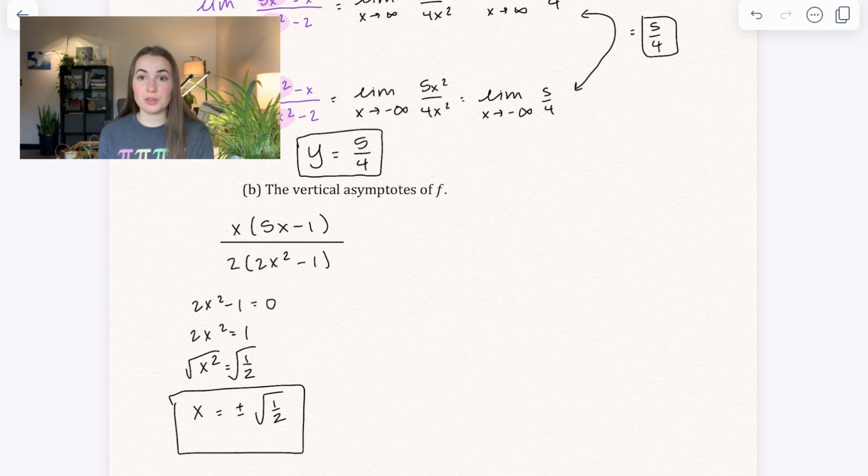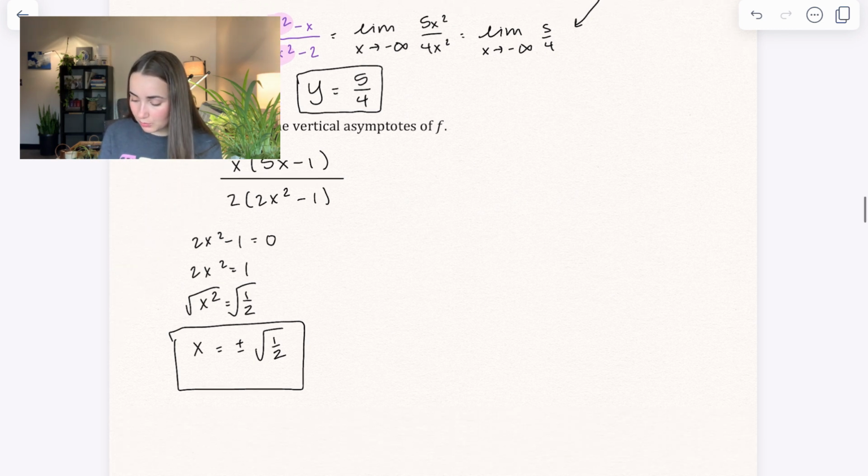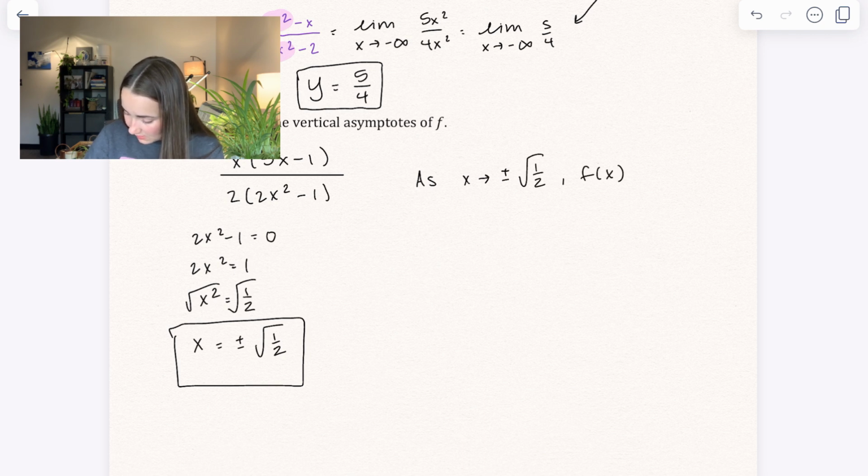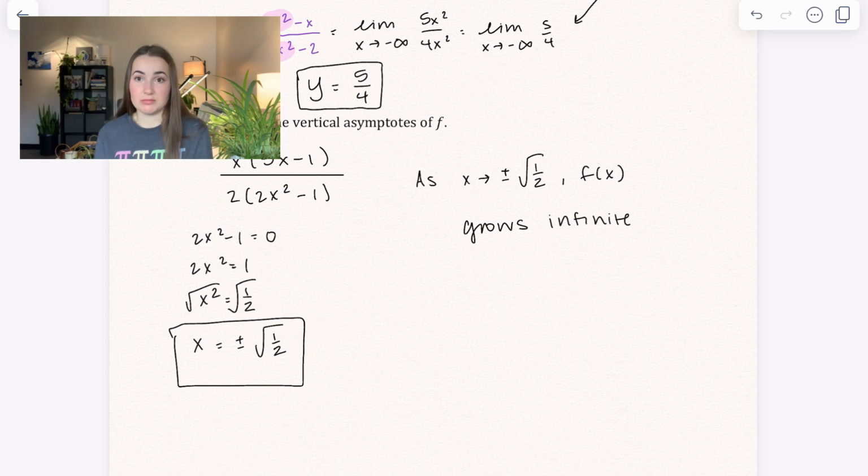I'm not sure how you would need to write this out. Sometimes they ask you to prove it. In this question, it's not asking us to prove it, but you could say, as x approaches positive and negative square root of 1/2, f of x grows infinite. That could be additional, whatever.